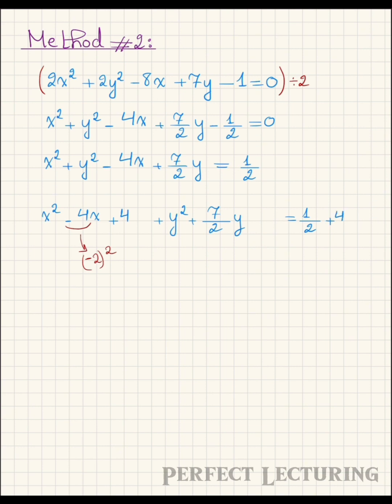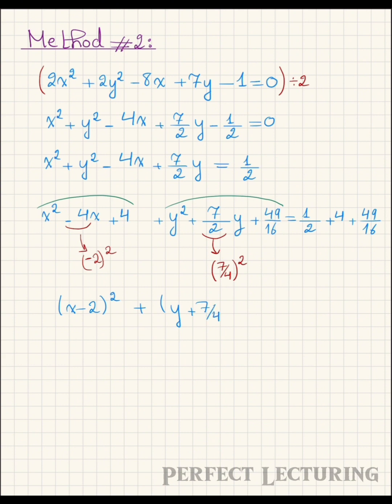Similarly, I divide the coefficient of y by 2, so that is 7 over 2 over 2, which is 7 over 4, and then I square it. So it becomes 49 over 16, and I add it again on both sides. Now we obtain a perfect square here as well as here. So the first perfect square is (x minus 2) to the power of 2, plus the second perfect square is (y plus 7 over 4), all of it to the power of 2, is equal to, we find a common denominator here and we get 121 over 16.